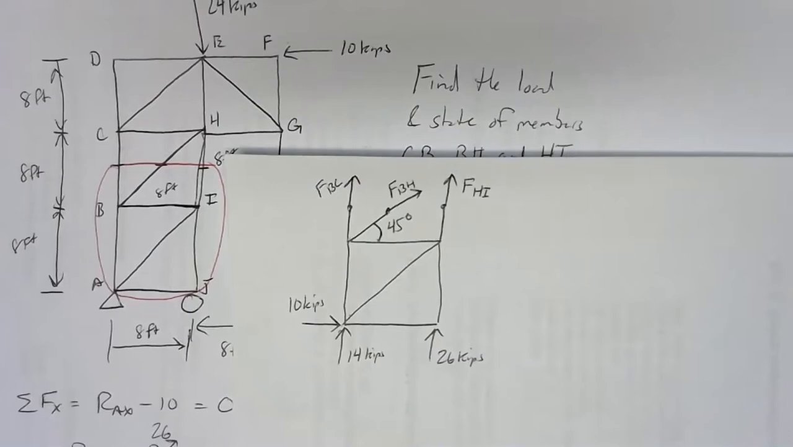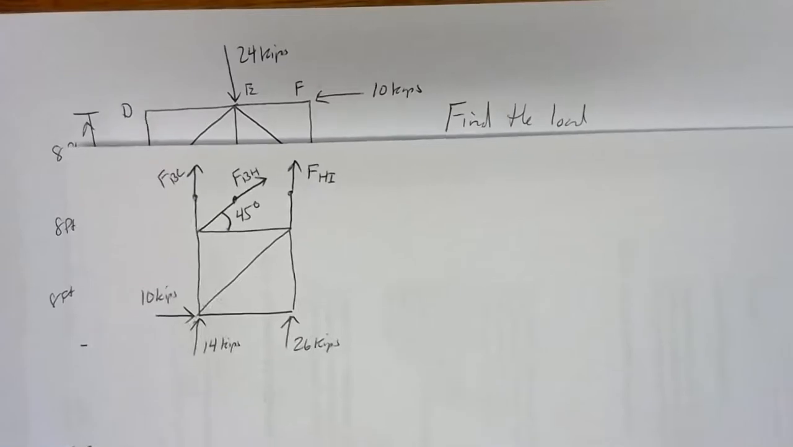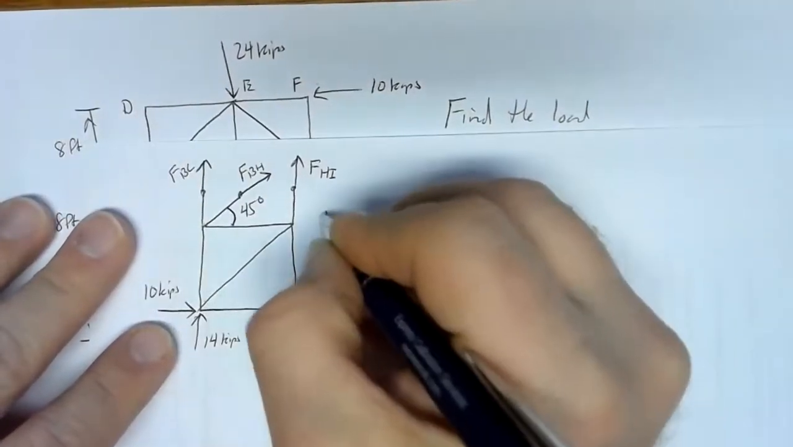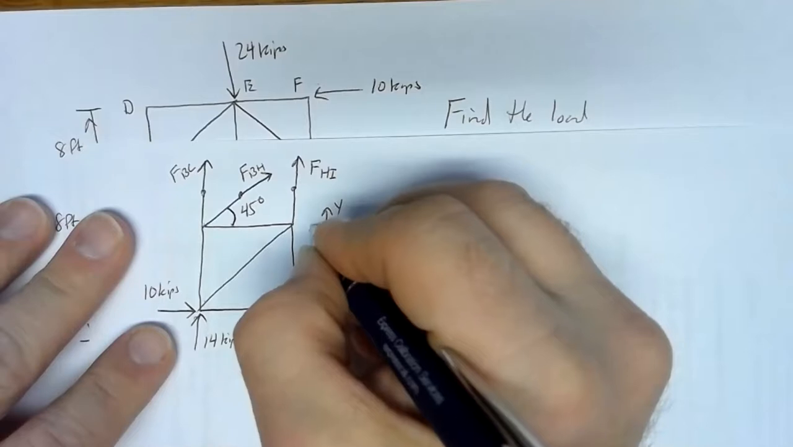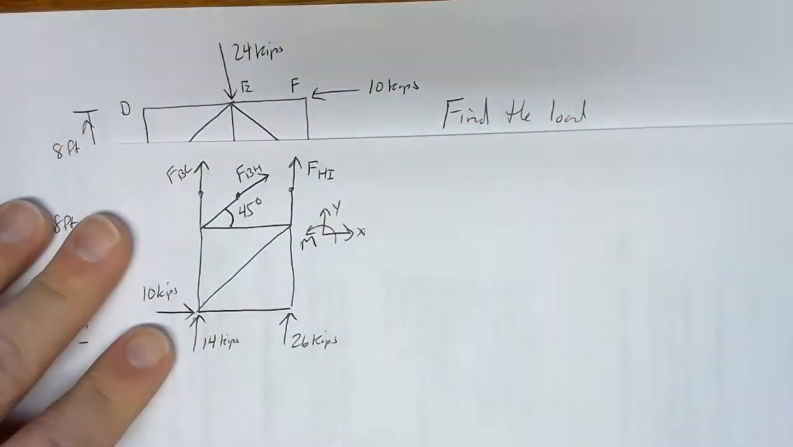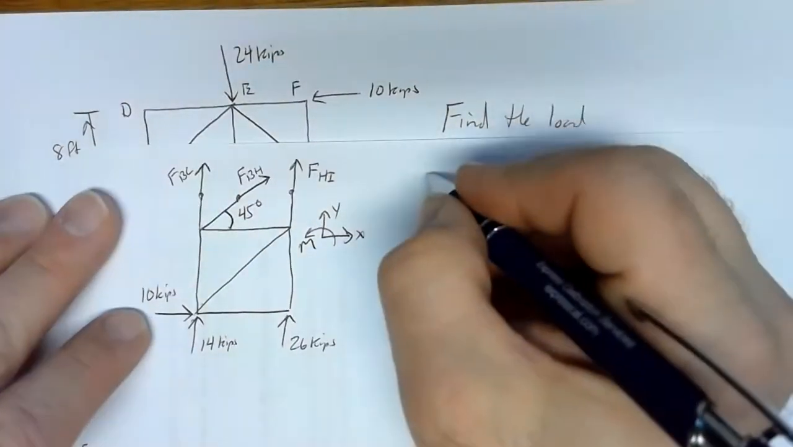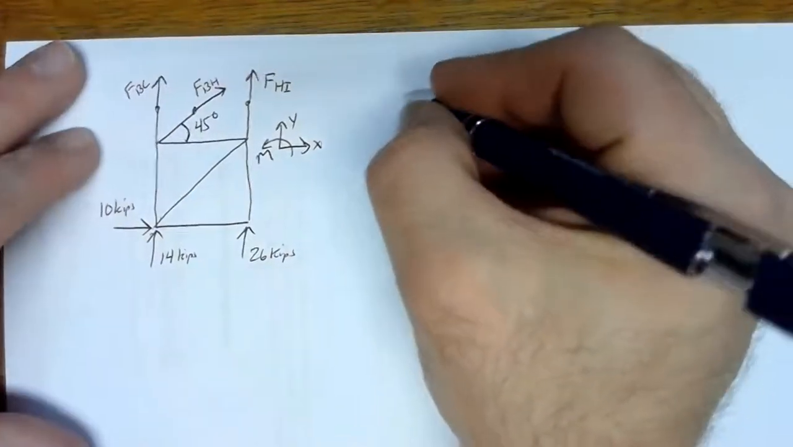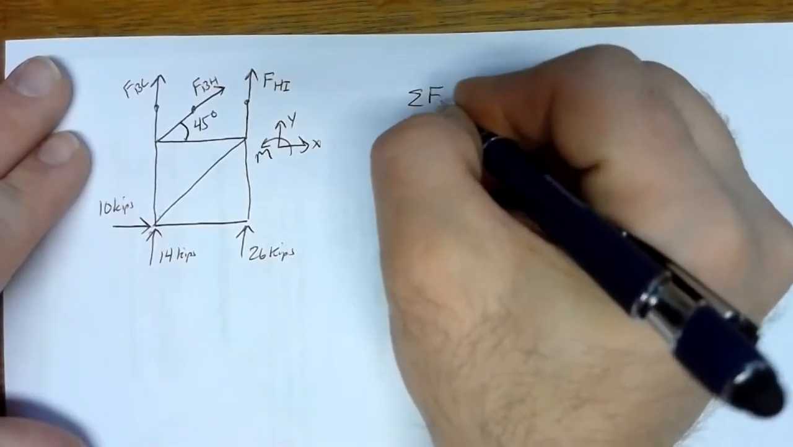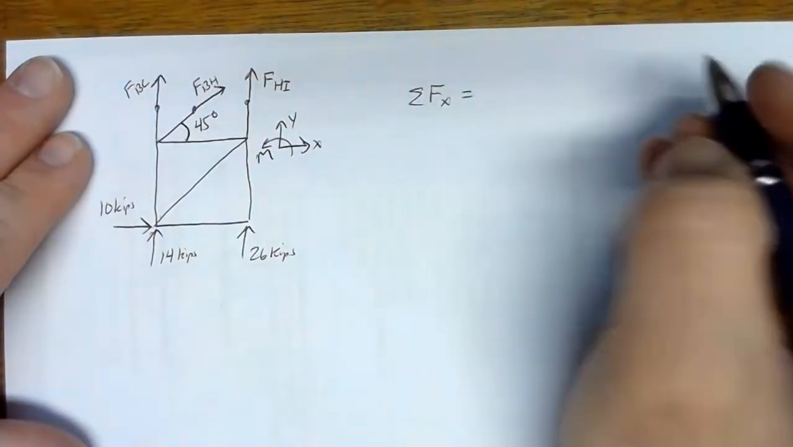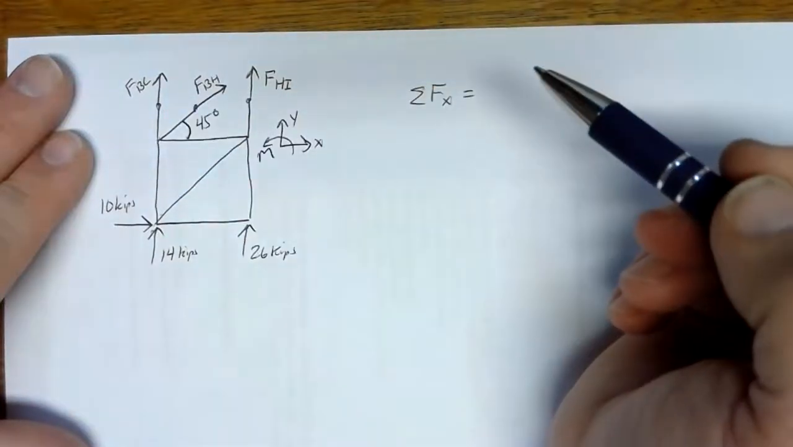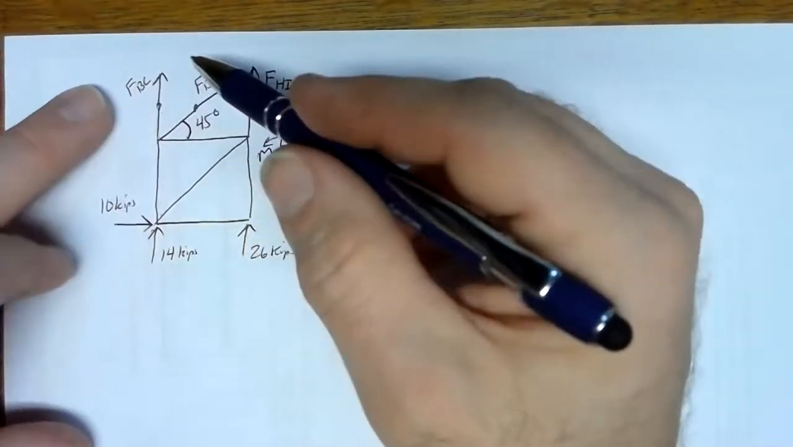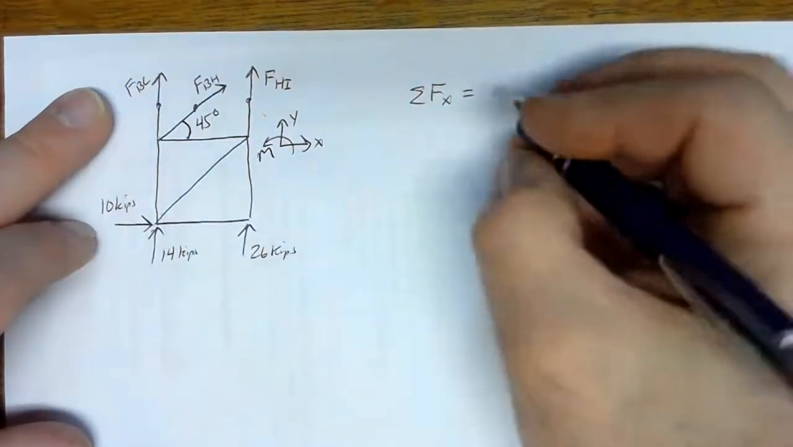So let's get our equations of equilibrium. We first got our coordinate system, x, y, and moment. Let's take our sum of forces in the x direction. So sum of forces in the x direction, we have nothing from member BC, nothing from HI because those are both Y. We've got a positive 10 kips.